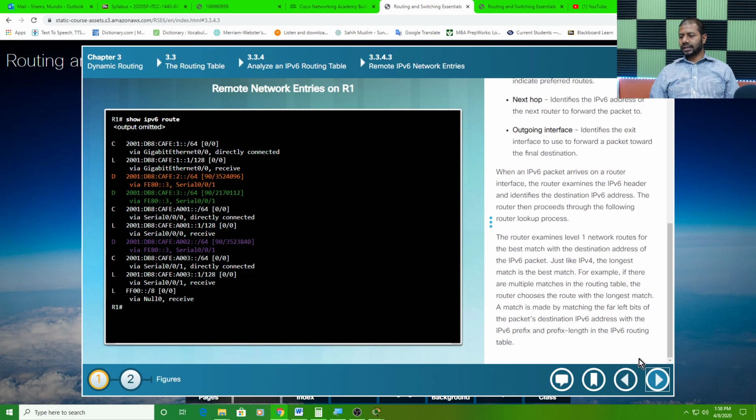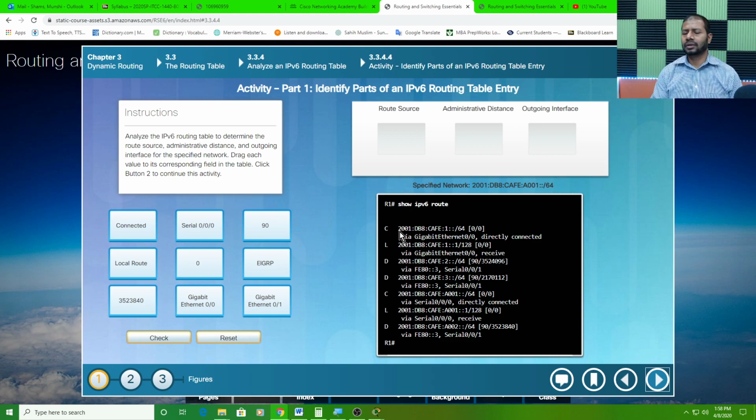Okay. Next. Let's see if we understand this one. Identify parts of an IPv6 routing table entry. Okay, we want to identify the different parts of the entry. Simple. The specified network in this case is 2001:DB8:CAFE:A001. So let's look for that network in this table. A001, CAFE, right here. This is the one, CAFE:A001. So that's a C, directly connected. So the route source should be C, a connected route source.